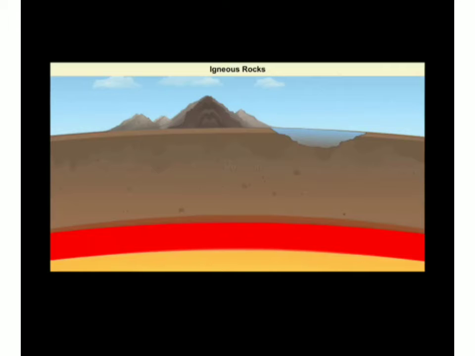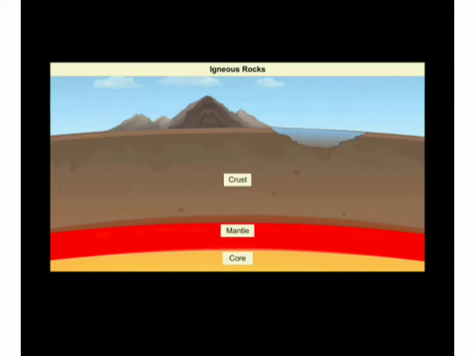This is a cross-section of the earth. As you can see, the earth is divided into three layers: the innermost layer called the core, the middle layer called the mantle, and the outermost layer called the crust. All the three layers of the earth are made up of rocks.